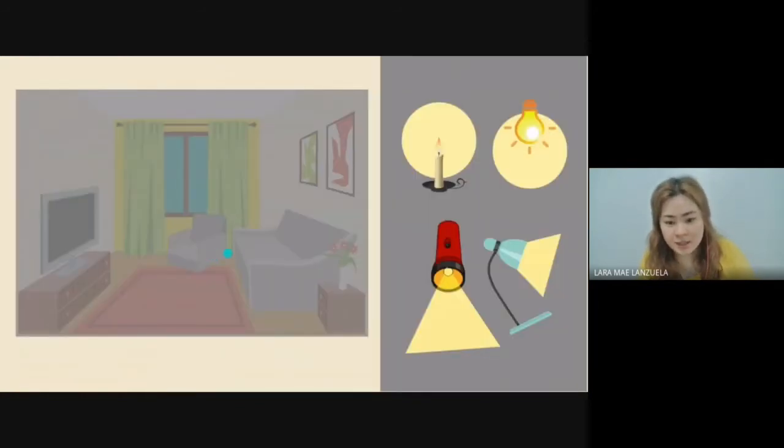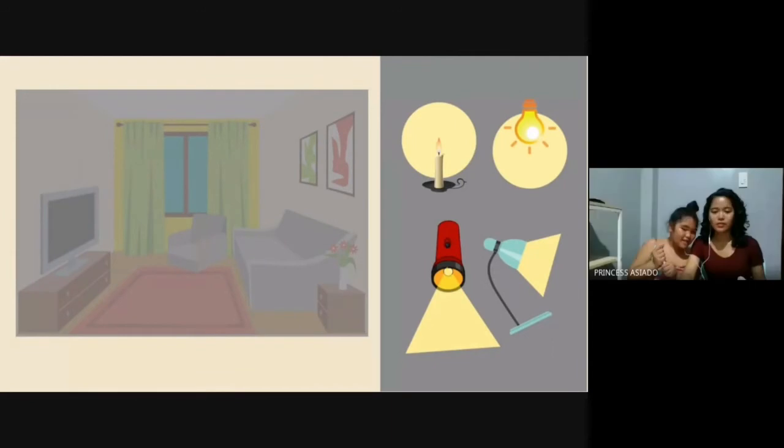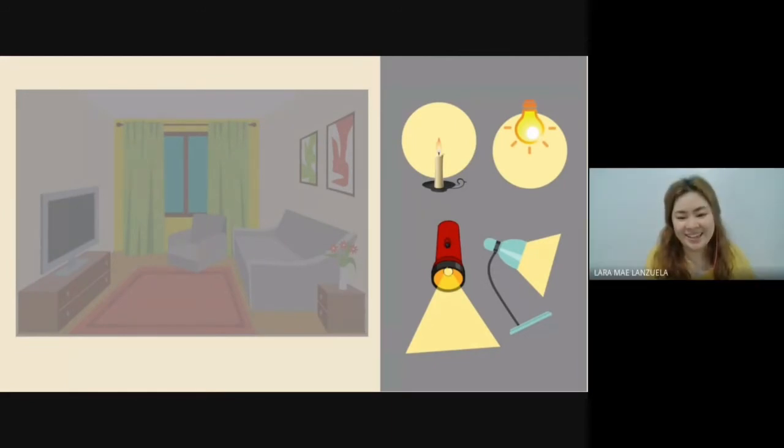So this is the first picture. In this first scenario and picture, what do you see? Okay, Princess. Living room. Correct. You're right. This is a picture of a dark living room. And it needs something so we can see it clearly. What do you think that something will be? Okay, yes, correct. Light helps us see our surroundings when it is dark.